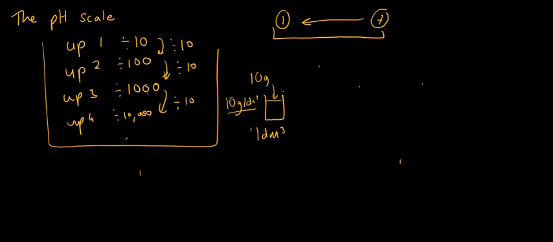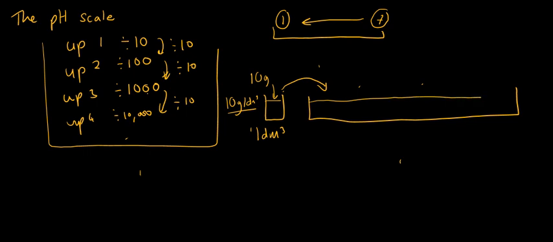Then what I'm going to do is dilute this acid into a larger container full of water, and this container is 10 dm cubed, almost a bit like a trough. So if I have 1, 2, 3, 4, 5, 6, 7, 8, 9, 10, I've got 10 grams per dm cubed, and this is going to be diluted.